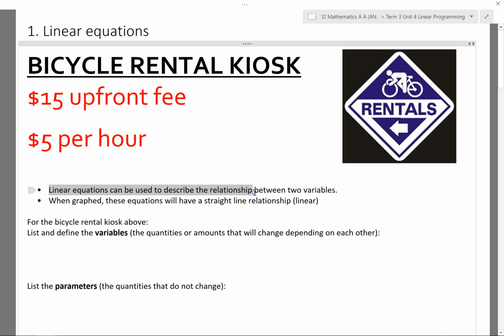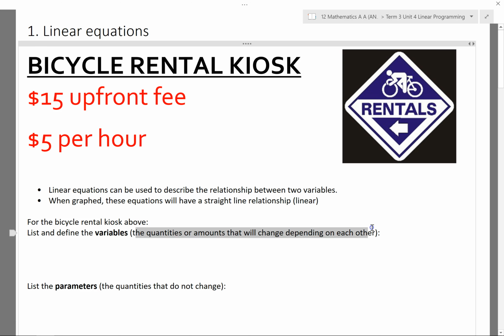Linear equations are going to describe relationships between two variables. And when we graph these relationships, which we'll do in the next lesson, they'll have a straight line or linear relationship. For the bike rental kiosk, the first thing we'd need to do before we try and write an equation to describe that relationship is to define the variables, which are the quantities that will change depending on each other.